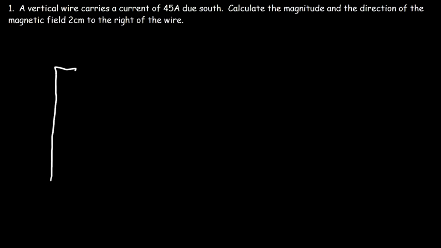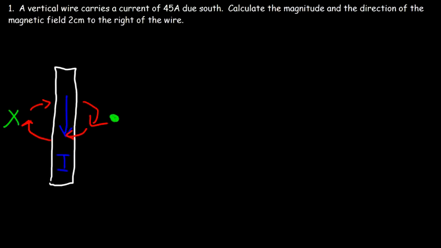So let's say this is the wire and the current is due south, so it's going down. And that means that using the right hand rule, the magnetic field is going to enter the page on the left side, but on the right side it comes out of the page. When it enters the page, put an X, and when it leaves the page, put a closed circle.